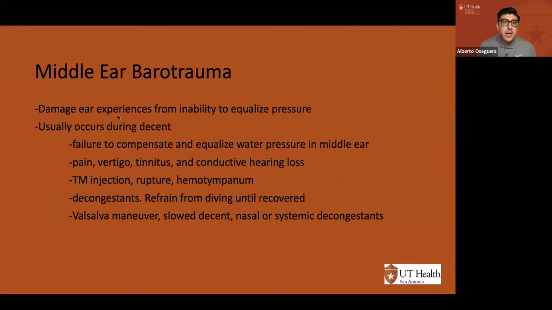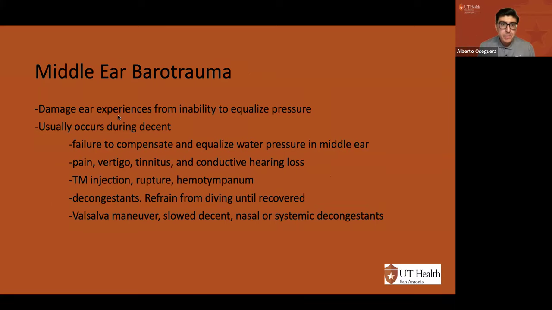So a little bit about barotrauma. This isn't super high yield, but with diving medicine, I actually had a patient the other day that needed to be cleared for diving. So it is something that is seen in clinic, just not very commonly. So I figured I would incorporate it because I thought it was kind of interesting. The main mechanism that occurs is just from the inability to equalize the pressure in the ear. And it usually occurs during descent.